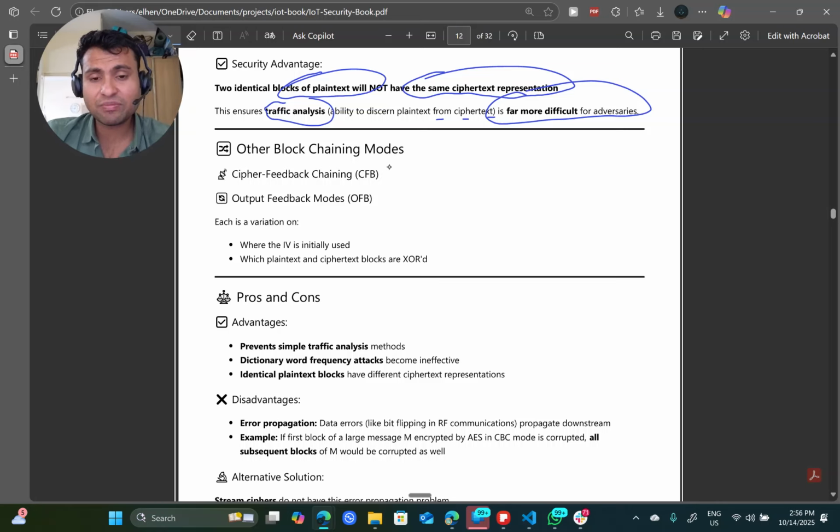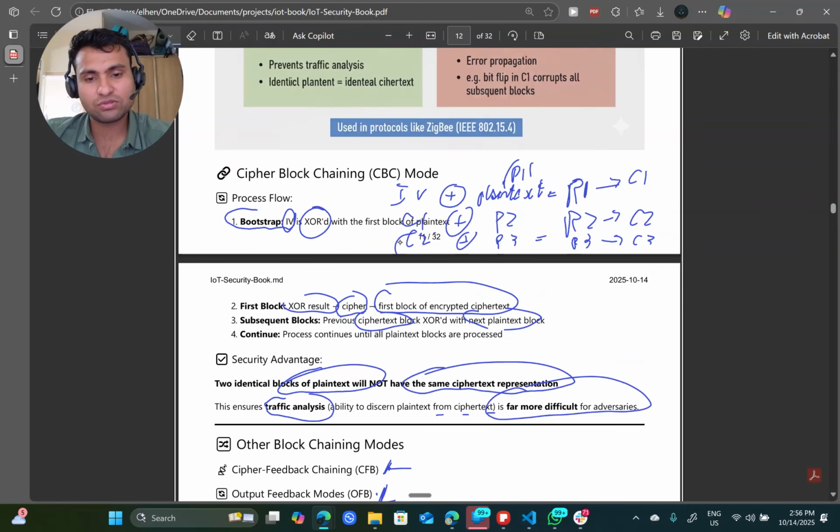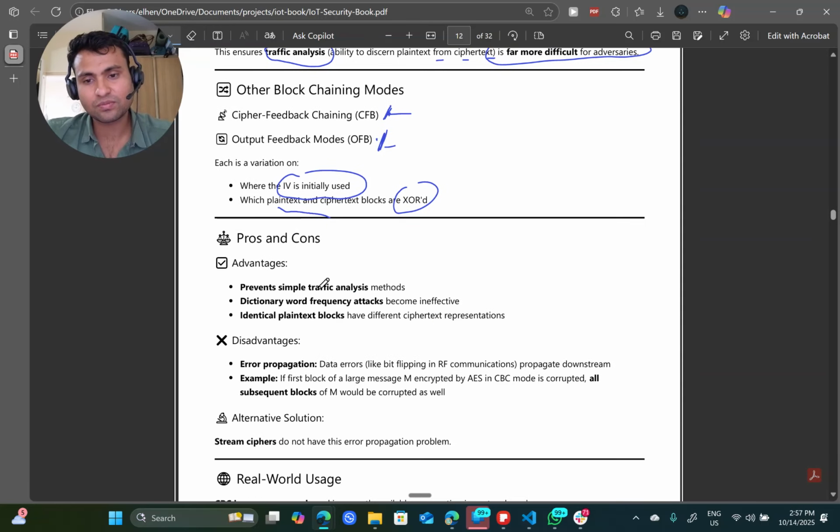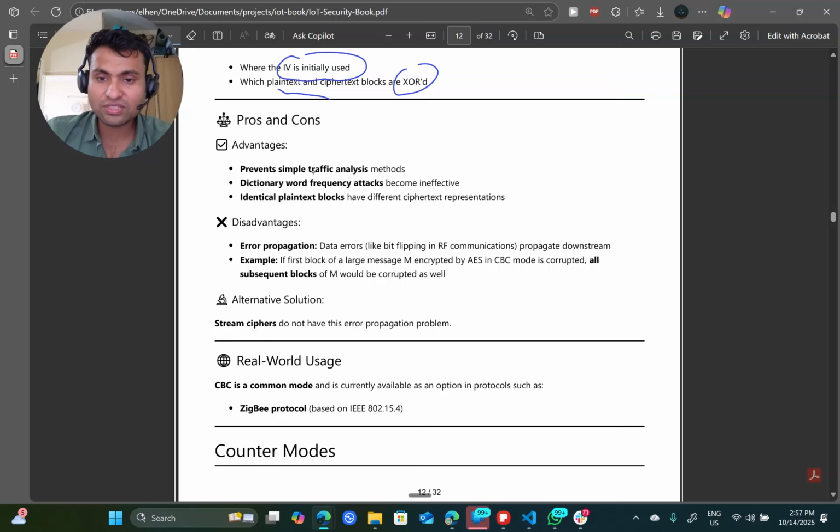So there are cipher block chaining, this is CBC, and cipher feedback and output feedback modes. Depending on what the mode is, the IV is initially used as a placeholder, but depending on which mode you are operating in, either you use plain text or ciphertext for your XOR operation, that will change, whether it is ciphertext or the output text. The pros of this are that it prevents simple traffic analysis methods, dictionary word frequency attacks become ineffective, and identical plain text blocks have different ciphertext representations.